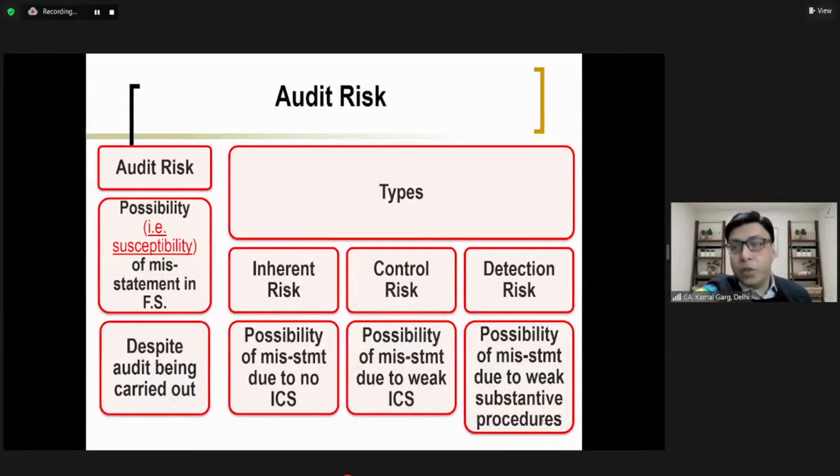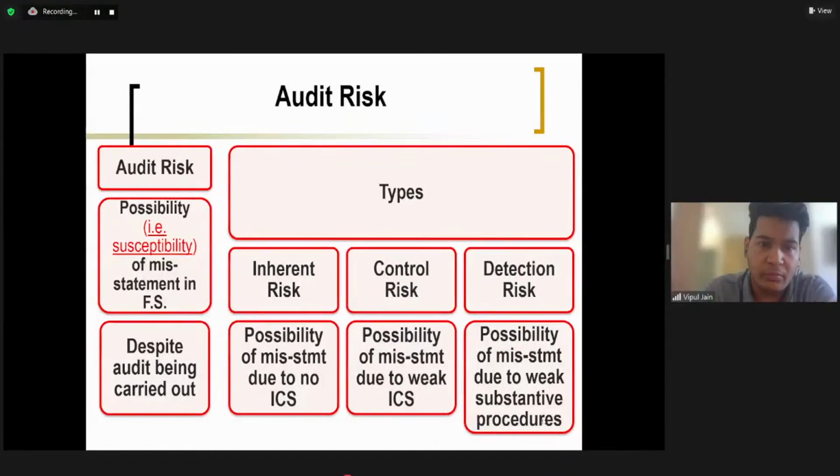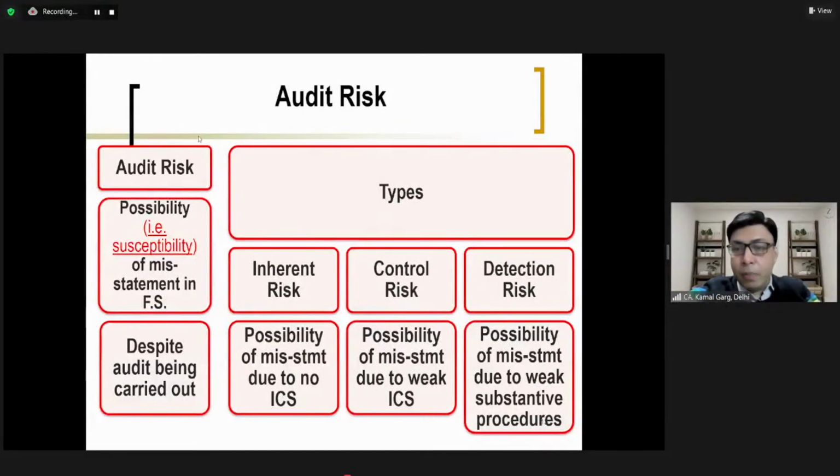I repeat my question. Inventory valuation on FIFO basis, rupees 100. Inventory valuation on LIFO basis, rupees 90. What was required? FIFO. What is done? LIFO. What was required? 100. What is done? 90. So what is the amount of misstatement? 10. Rupees 10. Now, when rupees 10 is the misstatement, how will you prepare the working paper?